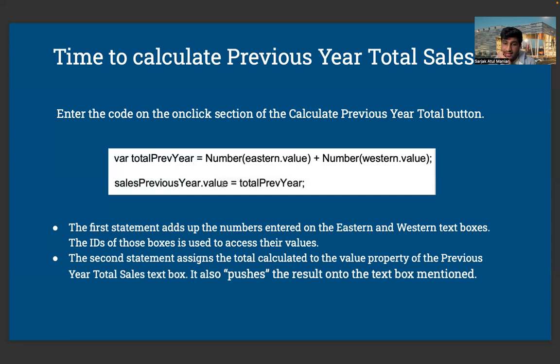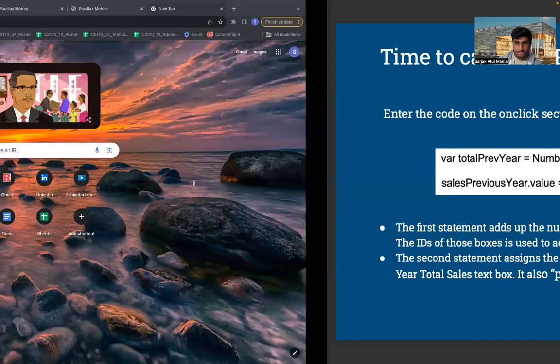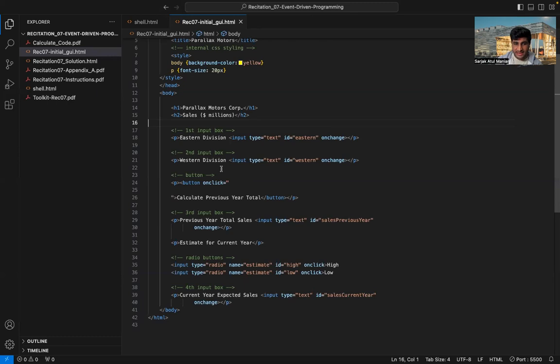Just pause this video and think, try to answer what exactly sales previous year should be. Over here, Eastern dot value, Eastern is the ID, right? Western dot value, Western is the ID, right? So sales previous year should be an ID, right? But for which element? Do we have any element with an ID called sales previous year?